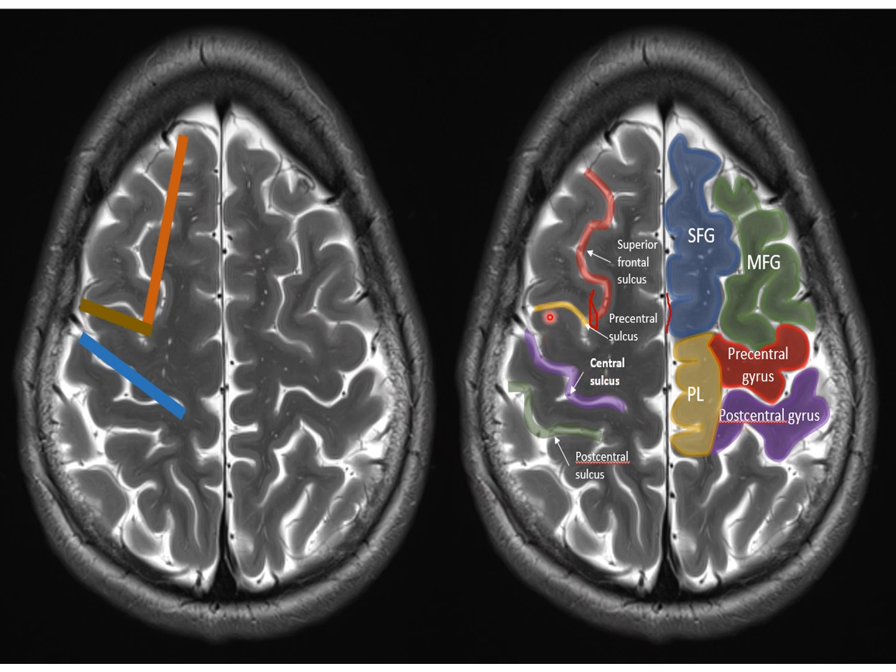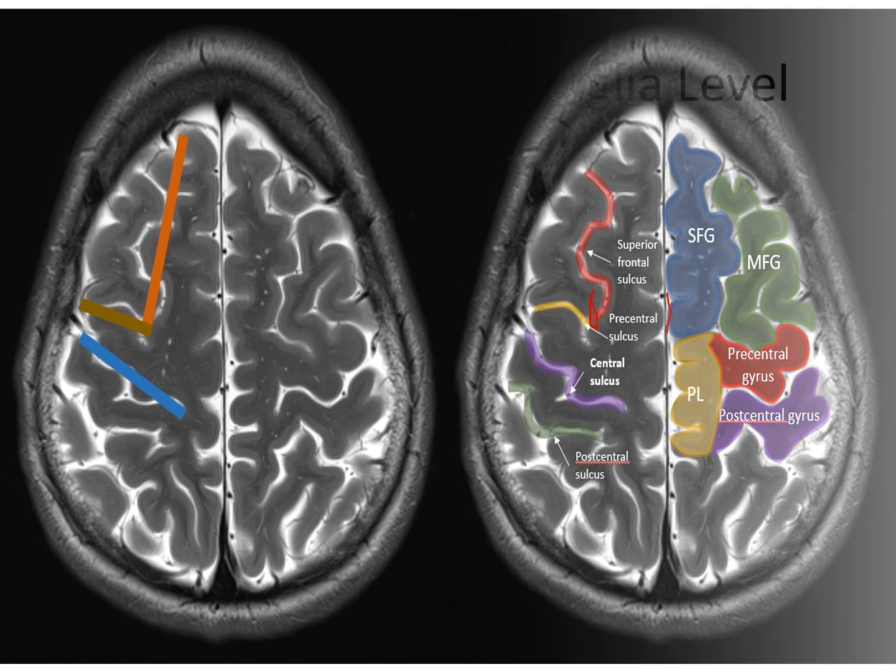The gyrus anterior to the central sulcus is the precentral gyrus, and in between the central sulcus and the postcentral sulcus is the postcentral gyrus. As we can see in this image, this is the central sulcus, this is the superior frontal sulcus, and this one is the precentral sulcus.